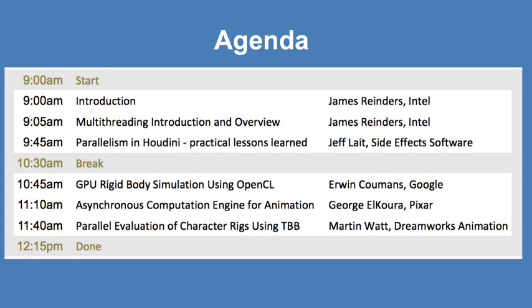And then Jeff is going to talk about some work in Houdini. Erwin will join us by the break, and will talk about doing some simulation in OpenCL. George is going to talk about some work at Pixar, and then finishing up with Martin with some work at DreamWorks. What I really enjoy about the material that we have for you today is that it's very practical, real-world experiences. So hopefully you'll gain a lot from the experiences of these folks.